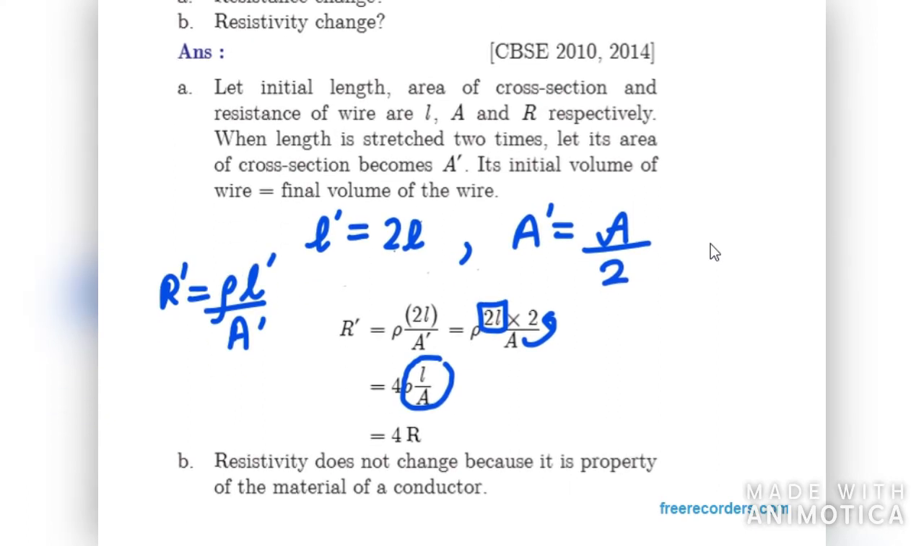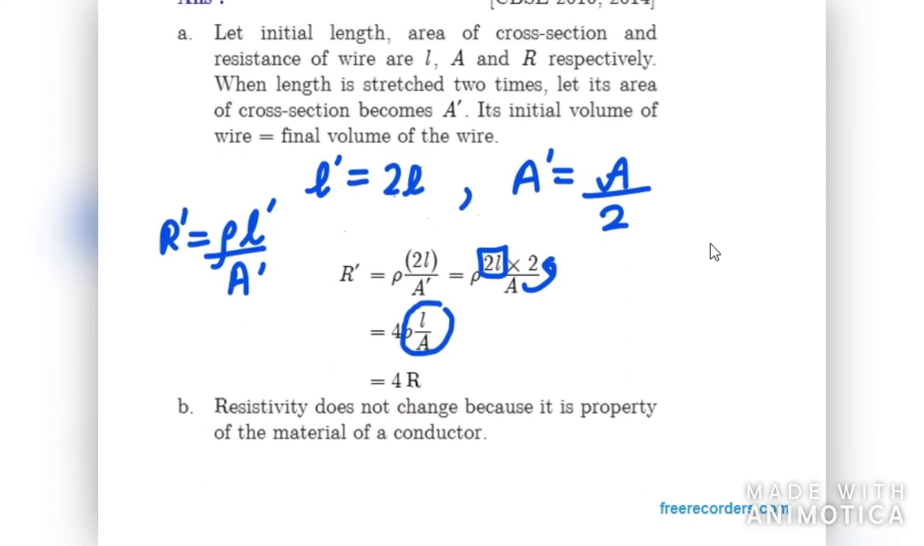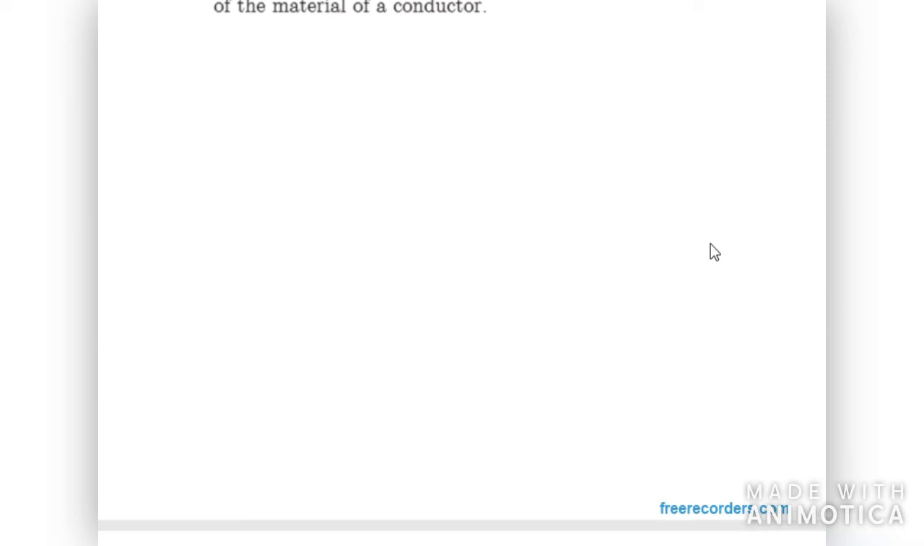Now in the second one it says how resistivity changes. Resistivity won't change as it does not depend on the dimensions of the conductor, only on the material. So there won't be any change in the resistivity. There will be a change in resistance, but there is no change in resistivity. Now moving on to the next question.